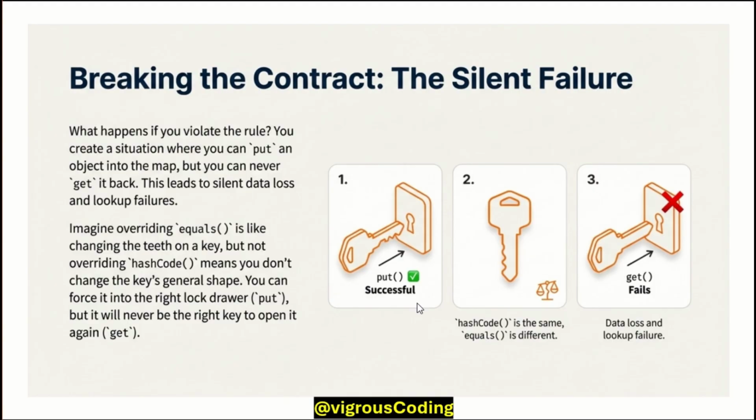So the interviewer asks, what if this rule is broken? The put operation will work, but the get operation will fail. Data is present in the HashMap, but we cannot find it. This causes silent bugs inside HashMap which are very dangerous.